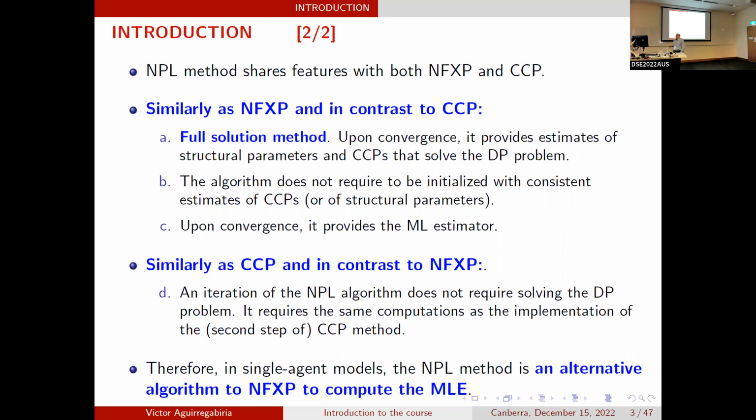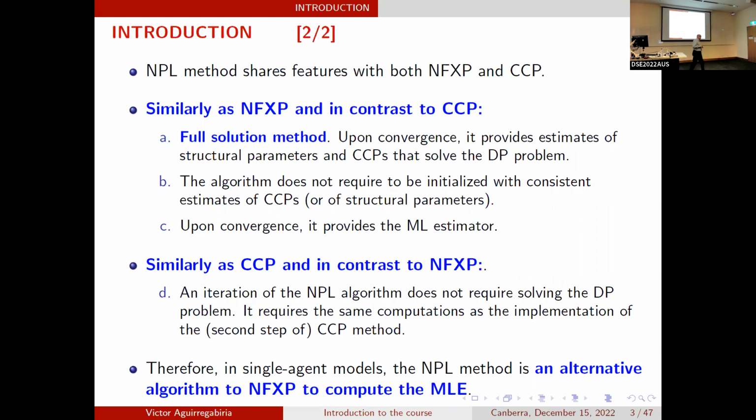And third, upon convergence, and this upon convergence is going to be important, especially in the context of games, we are going to see that in the single agent models, this nested pseudo likelihood provides the maximum likelihood estimator. Okay, it's not just that it's asymptotically equivalent. No, it's the maximum likelihood estimator. Okay, for a given sample. Okay, and the method shares this feature with nested fixed point.